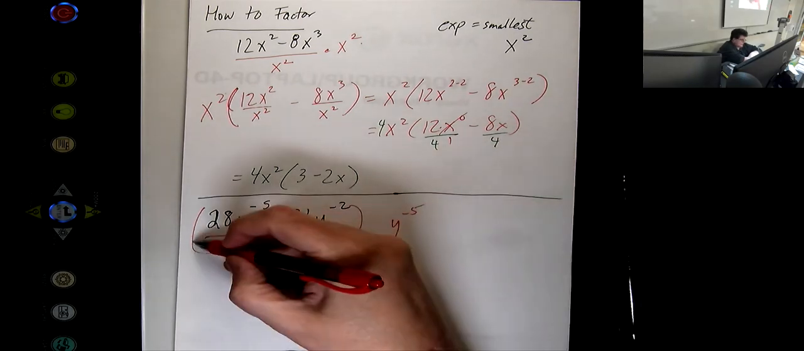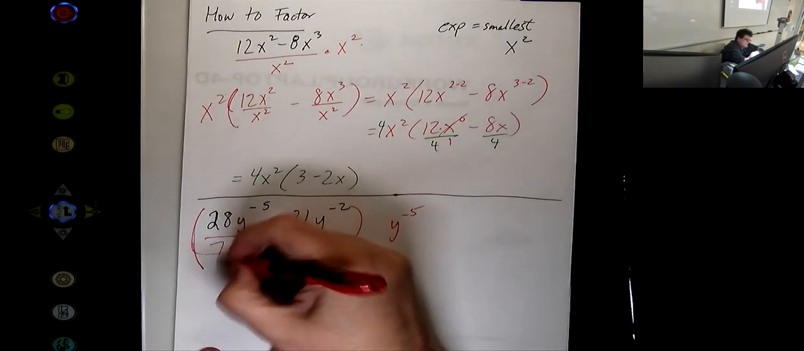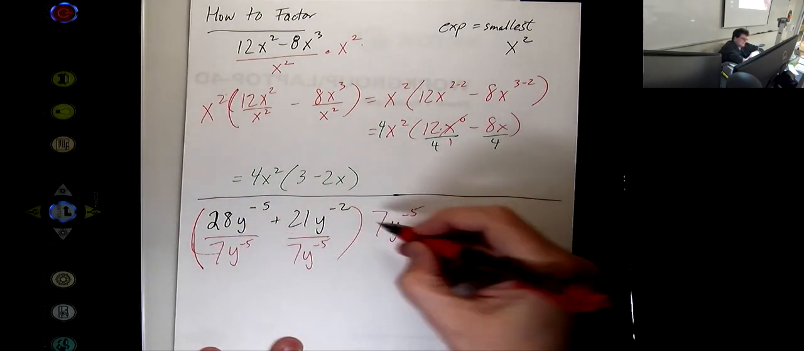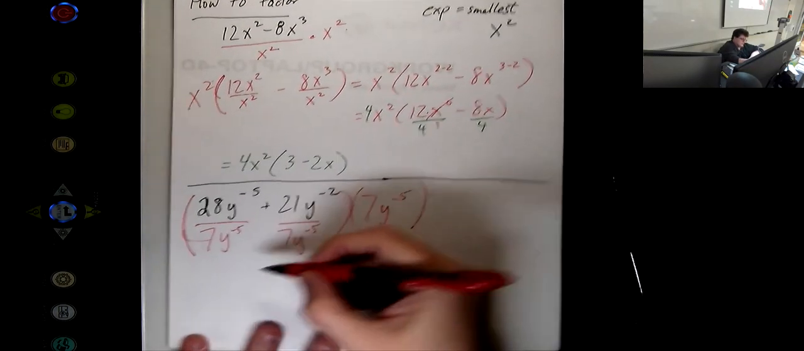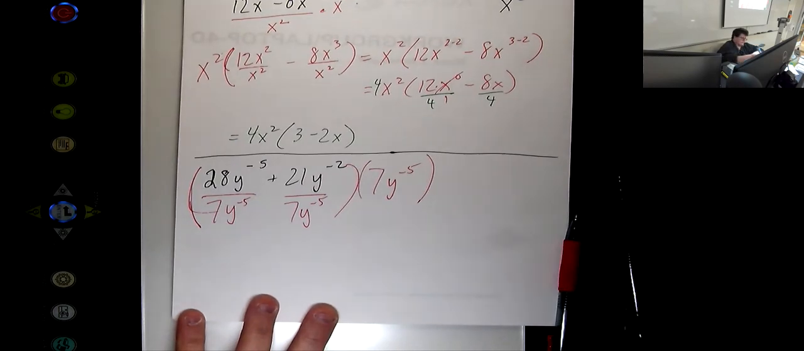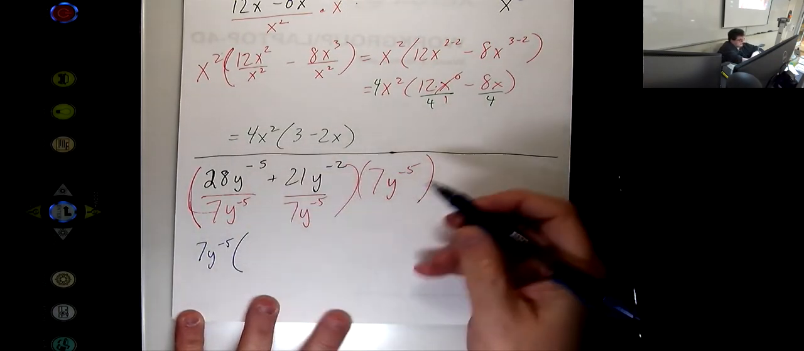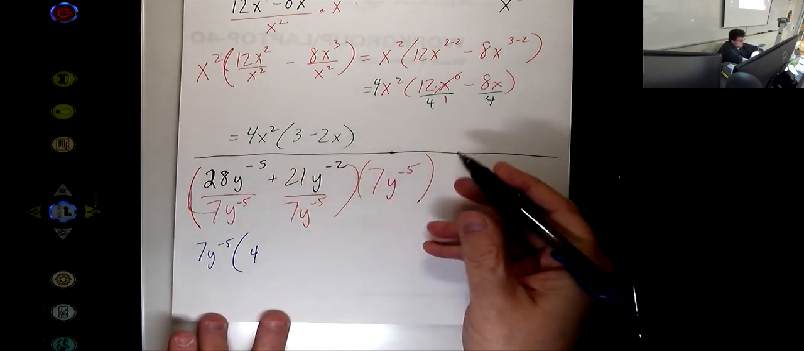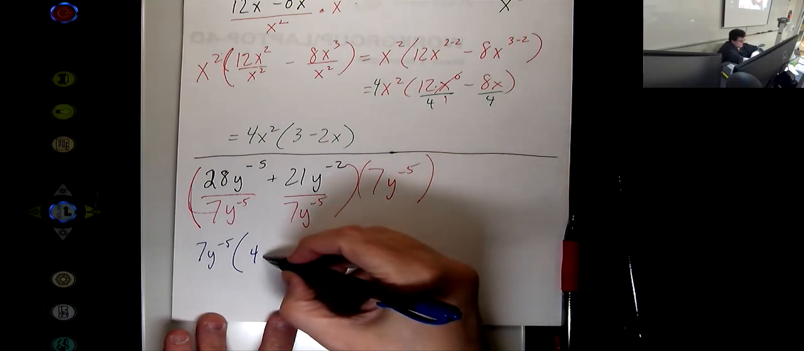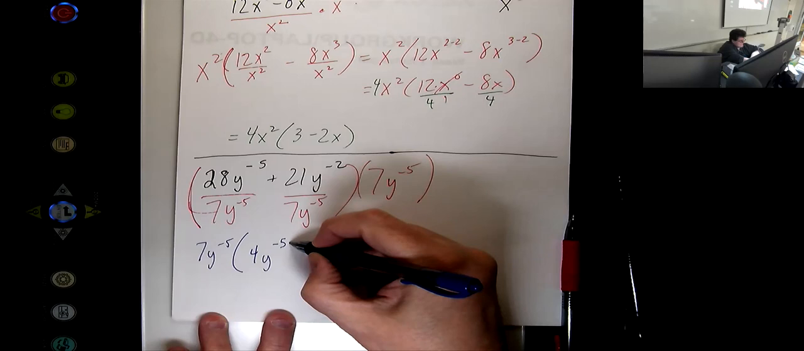Does 28 and 21 have a number in common? 7. So we can do the same thing with the 7 and do it like that. So we've got 7y to the negative 5. 28 divided by 7 is 4. And I've got y to the negative 5. I'm going to do the subtraction thing. The top minus the bottom.